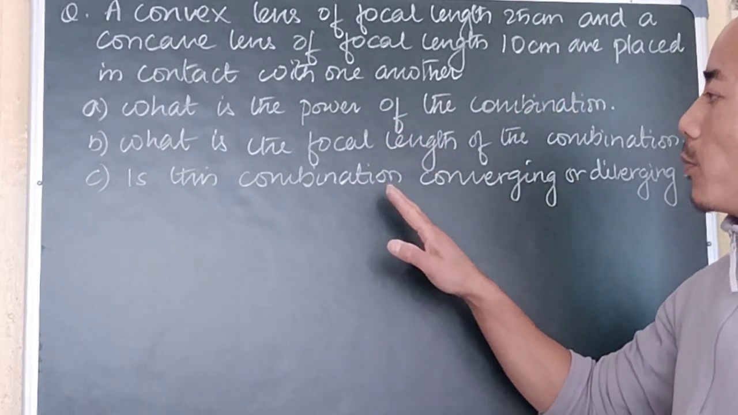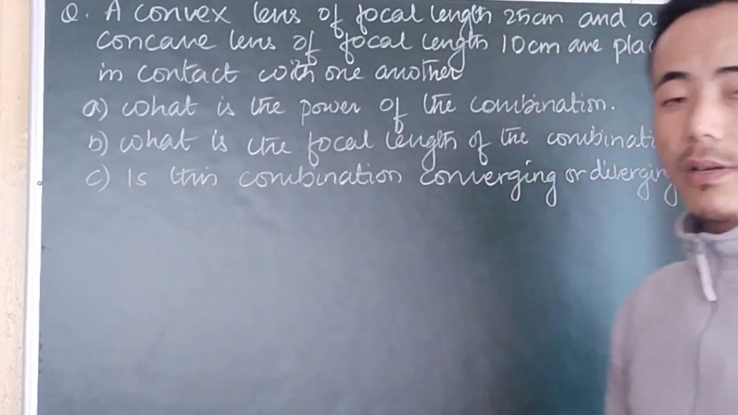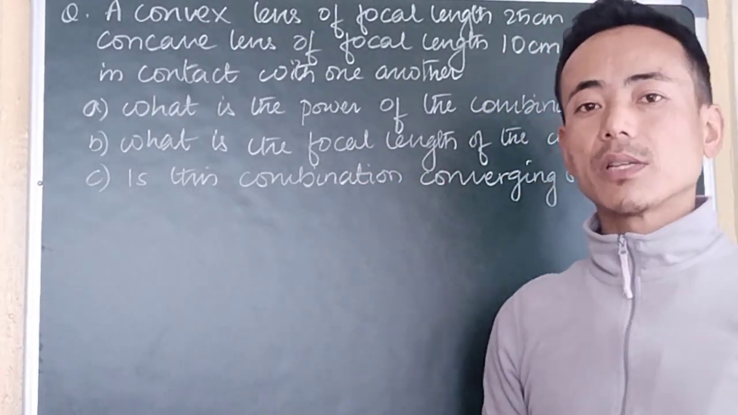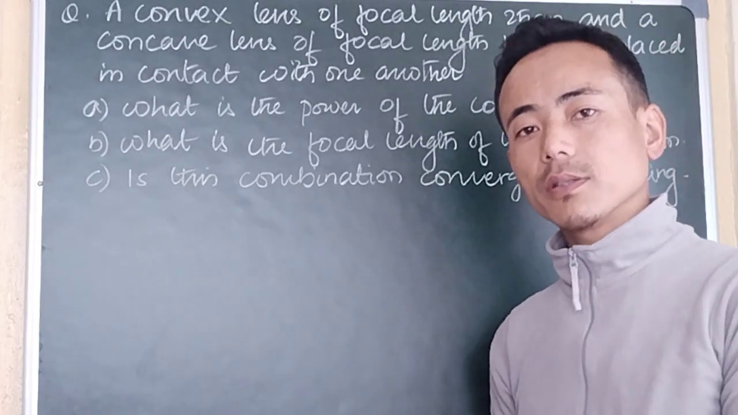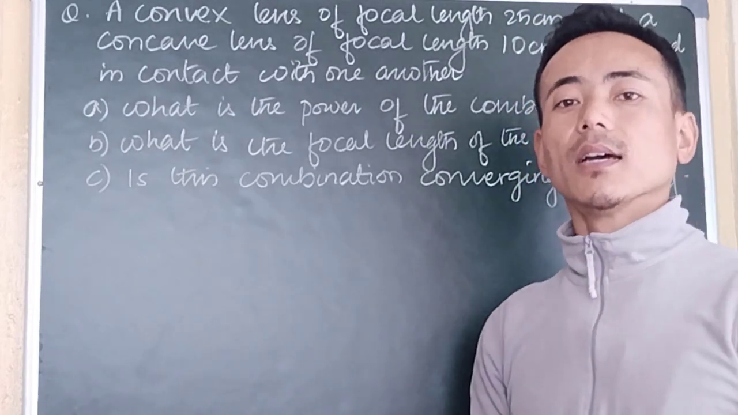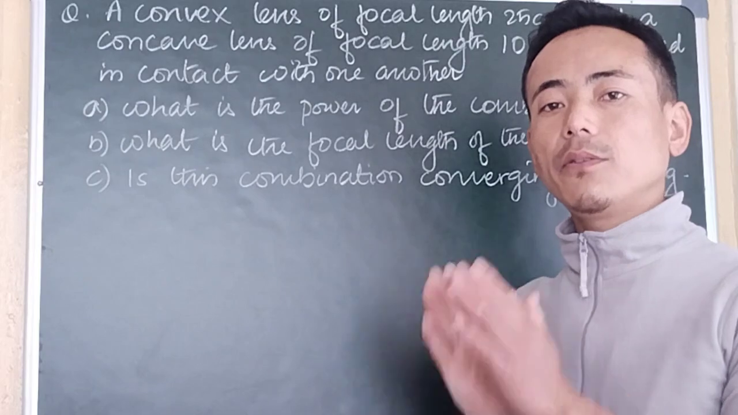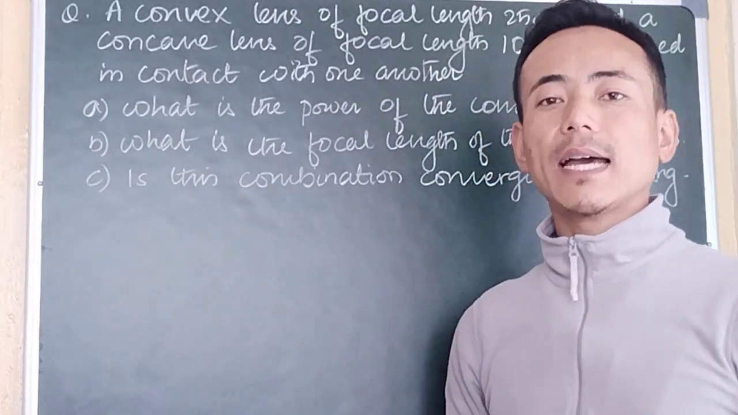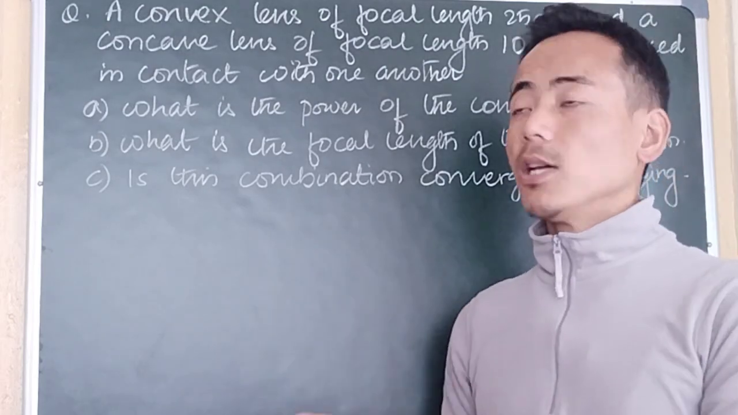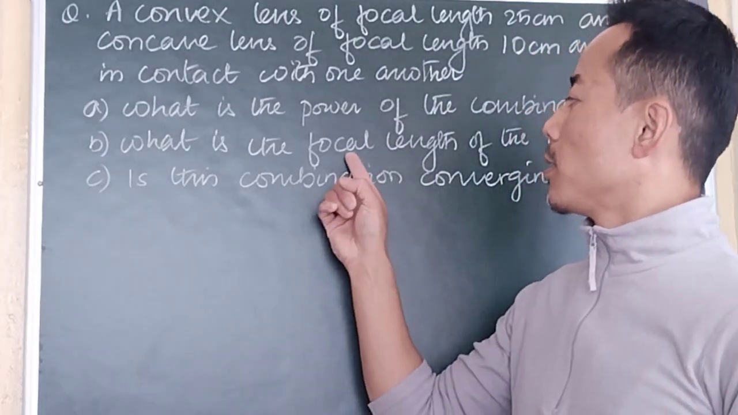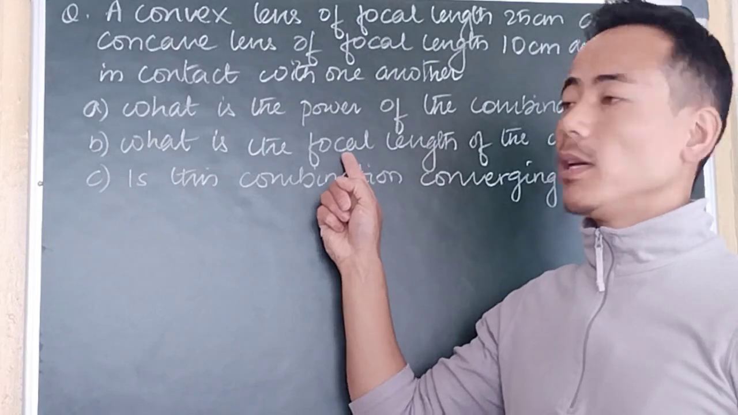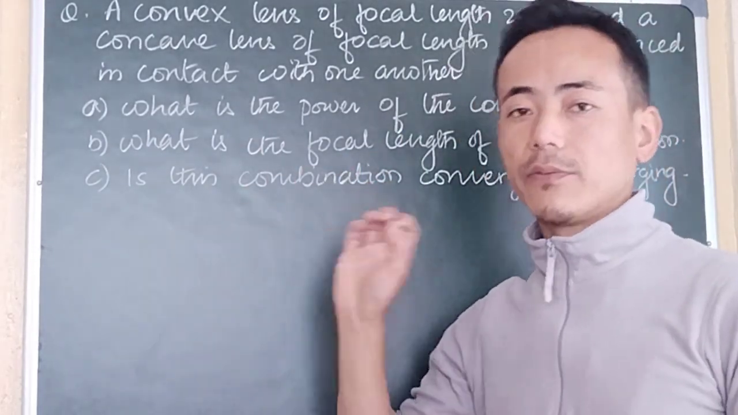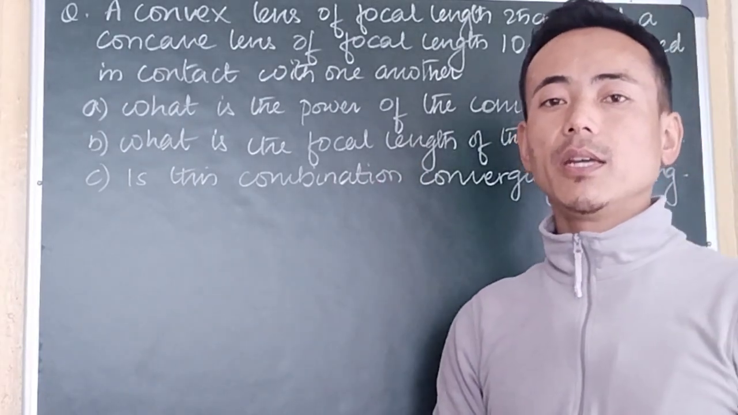Now for the third one, whether the combination is converging or diverging, what you have to say is, if the equivalent focal length, or the focal length of the combination, comes out to be positive, that is f is positive, then the combination works as converging, that is convex. But if f, the equivalent focal length, comes out negative, then the combination works as concave. So you just have to see the sign of the equivalent focal length. If it is negative, then it will be diverging. If it is positive, then it will be converging.